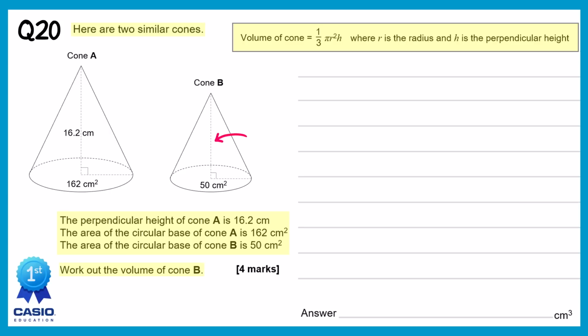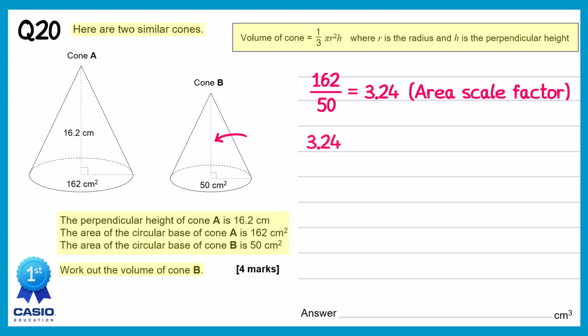Since we have both of the areas, we can work out the area scale factor. So if we do the large area, 162, divided by the small area, 50, we end up with 3.24. So this is the area scale factor. Since we're trying to find the height, which is a length, we need the length scale factor. You can find this by square rooting the area scale factor. So the square root of 3.24 is 1.8. So the length scale factor is 1.8.